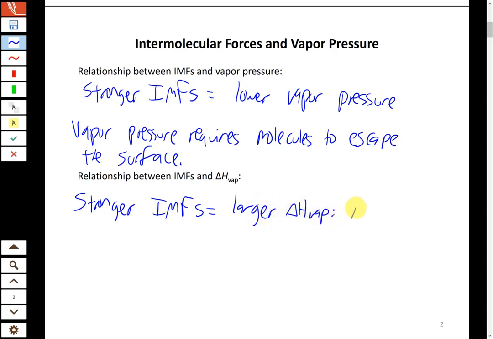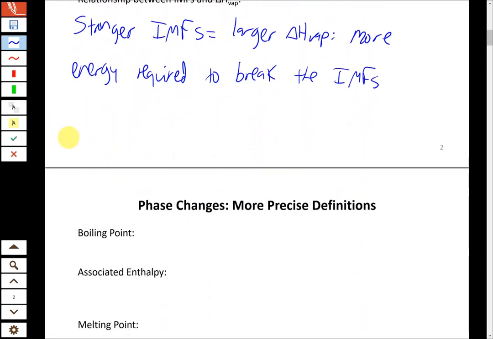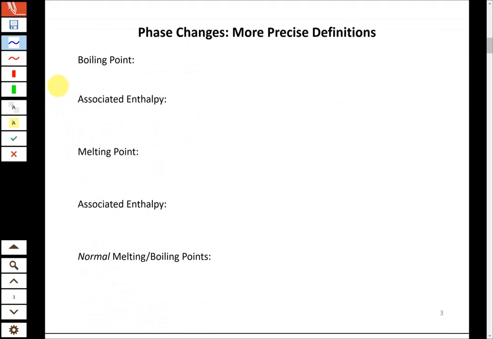And again, there's a brief reason for this. If you have stronger intermolecular forces, you need to put more energy in to break those intermolecular forces and vaporize the substance. Whenever we're vaporizing something, we have to break free of those intermolecular forces that are holding it in the liquid phase. And so if those intermolecular forces are stronger, it requires us to put more heat in. So both of these should make pretty good sense, and this is the qualitative relationship between intermolecular forces and these two parameters. All right, so what we're going to move on to now is linking a lot of these ideas together and talking a little more precisely about phase changes, their definitions, and so on.